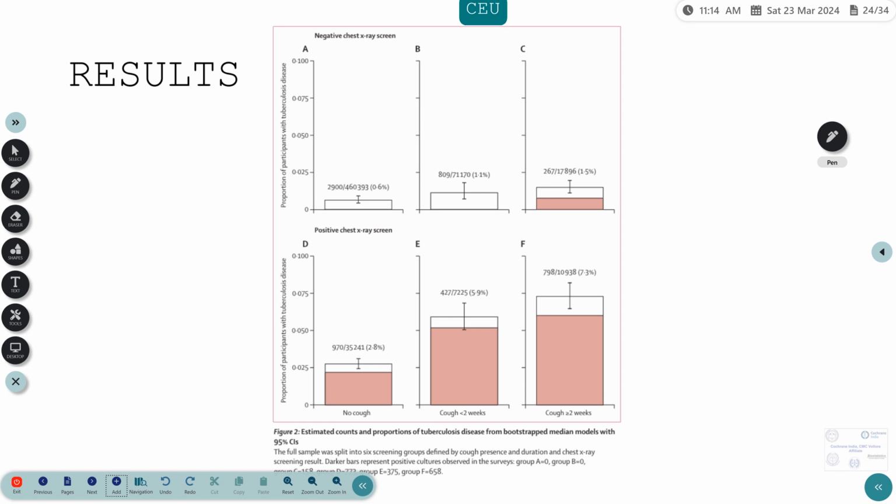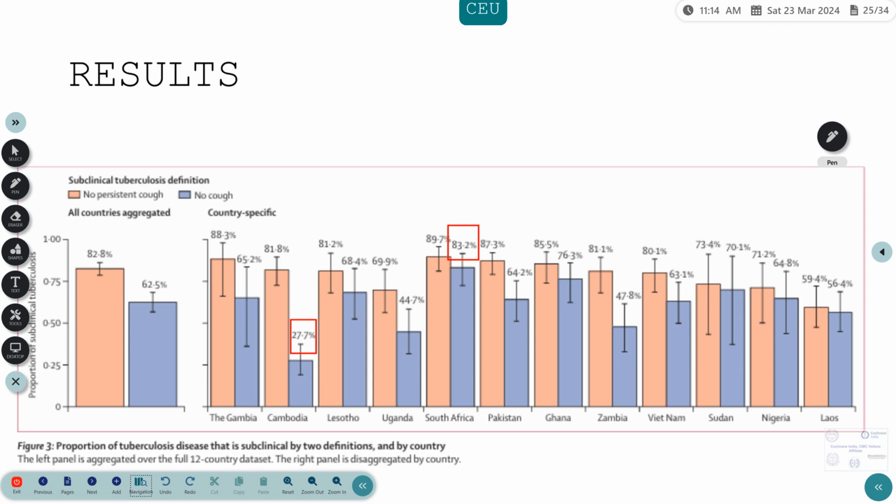This is a substratified analysis across the various countries. So we see patients who had no cough. The proportion of patients with subclinical TB ranges from 27 to 83% across various countries, but the aggregate was 62.5%.